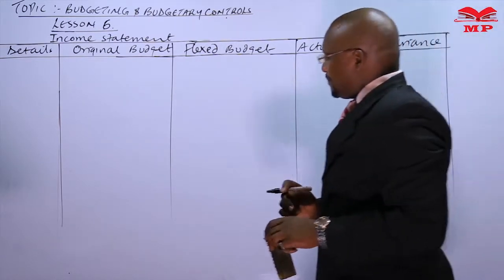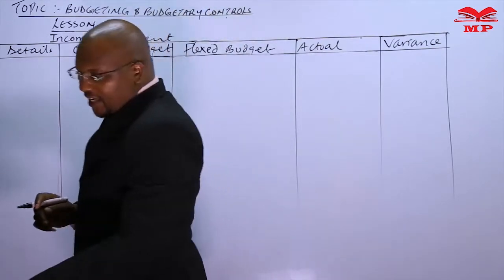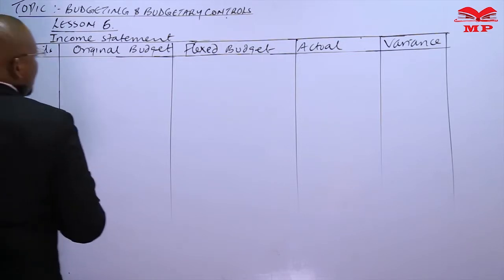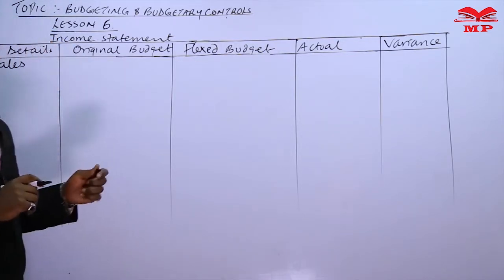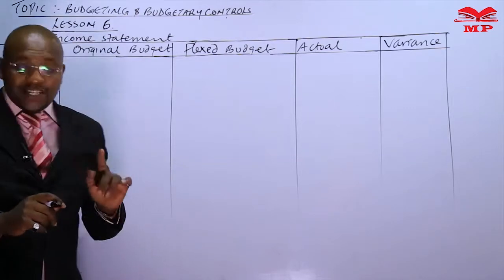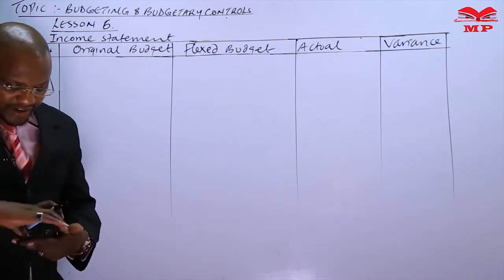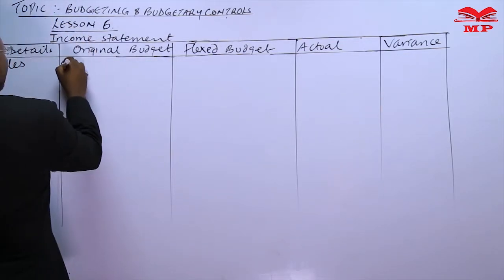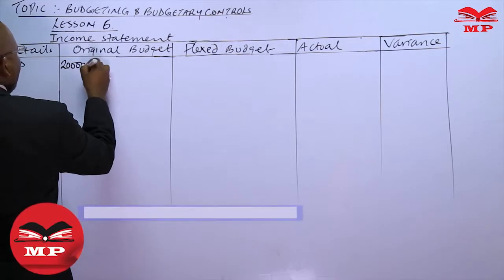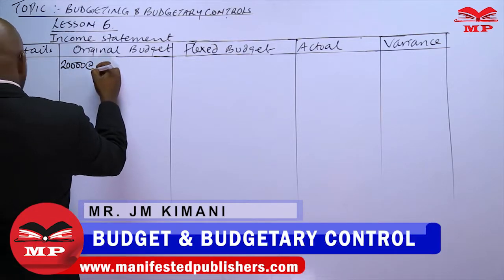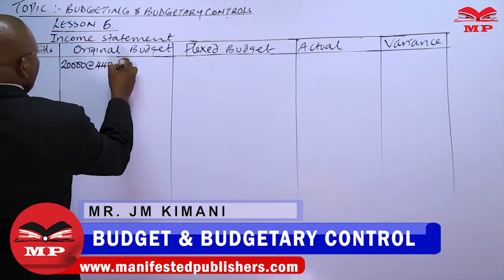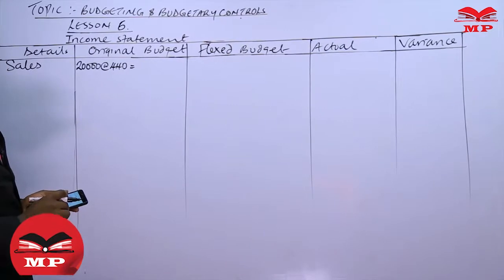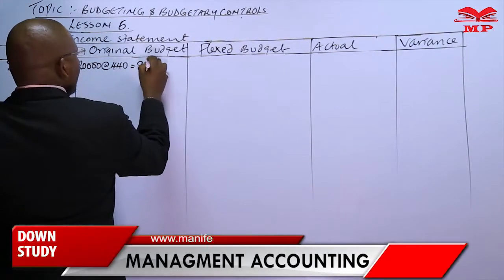Now, let's see. I shall begin with the sales. The original budget is based on what we had planned at the beginning, which was 20,000 units. 20,000 has been given in information number 3, each at information number 4, 440. This is going to give us 8,800,000.